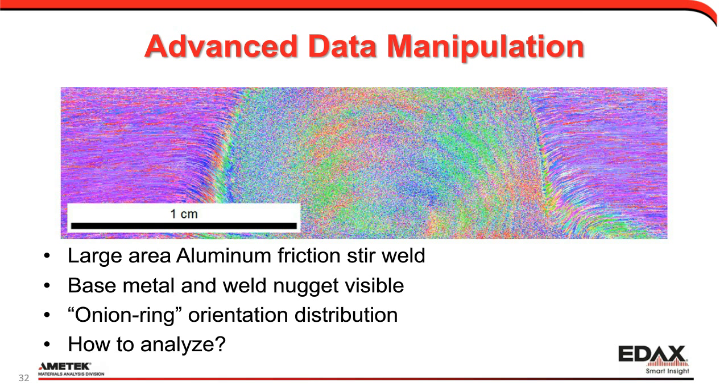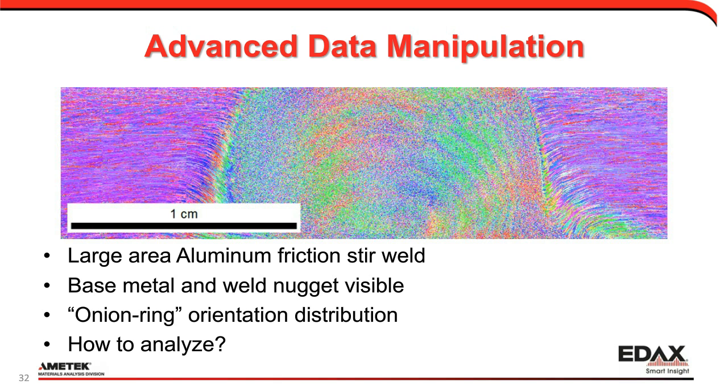We also have what we call advanced data manipulation. And so for this is just one example. This is a large area aluminum friction stir weld. You can see the 1 centimeter scale mark there. And so how can you analyze such a large area with different orientation components? You can see the base metal on each side. You can see kind of the swirl of the weld. You can see this onion ring layer structure in there.